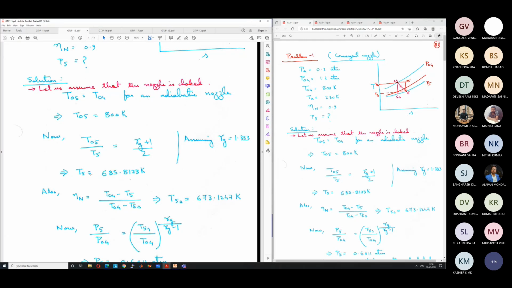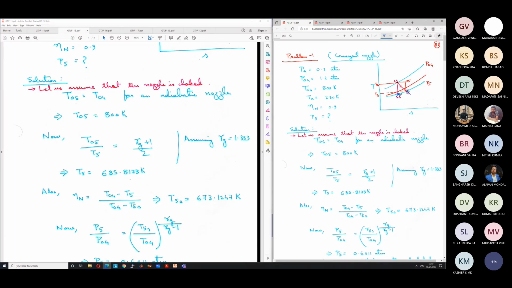So now nozzle efficiency, now the problem is simple. Nozzle efficiency is given 0.9. So T04 minus T5 by T04 minus T5s is 0.9. We have already found T5, T04 is known. So T5s is 673.1247. Okay, so this point is 673.1247. This point was 685. Okay, you can see that that is at a higher temperature.